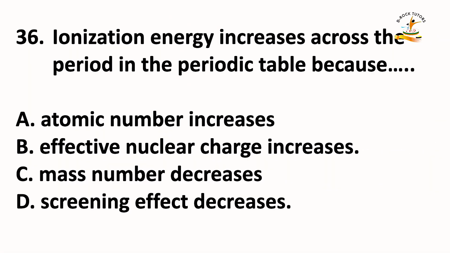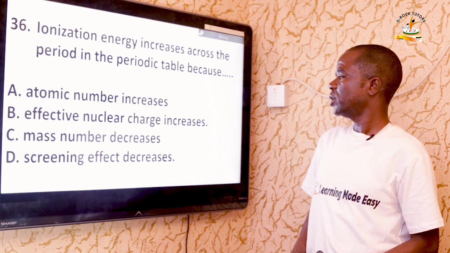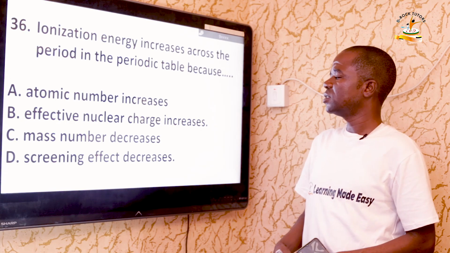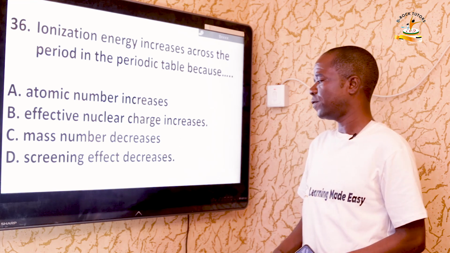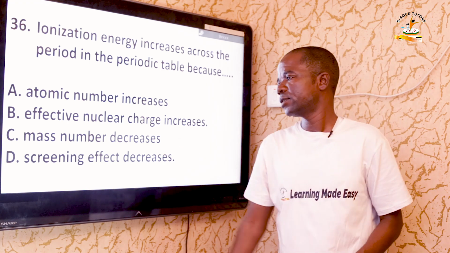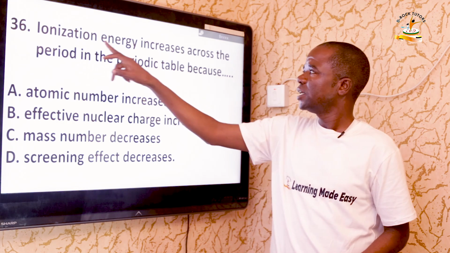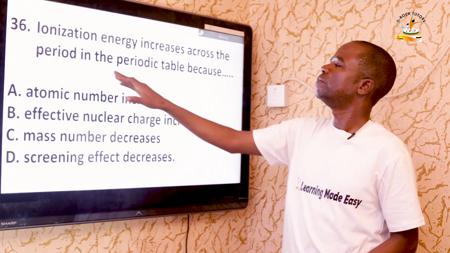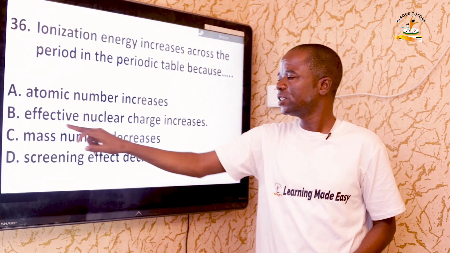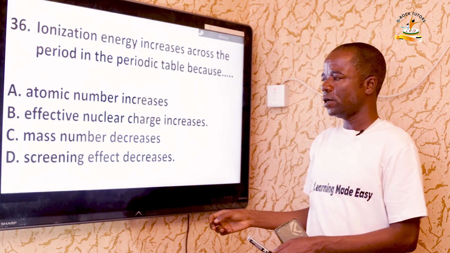Okay. Number 36, ionization energy increases across the period in the periodic table because. Is it because the atomic number increases? Is it because the effective nuclear charge increases? Or the mass number decreases? Or the screening effect decreases? The correct answer here is option B. The ionization energy increases across the period because the effective nuclear charge also increases.